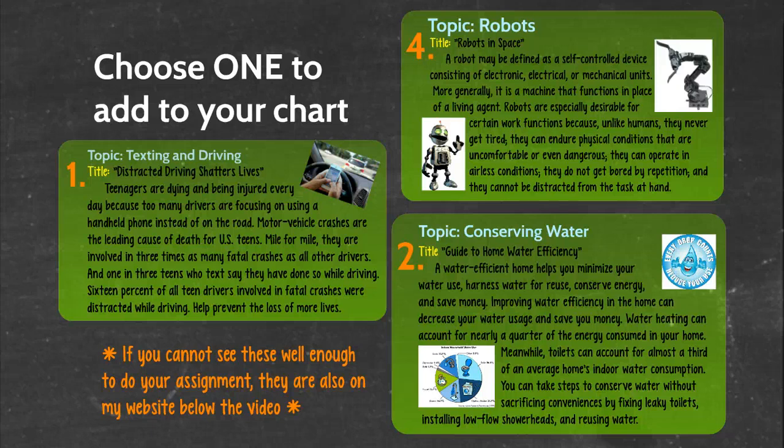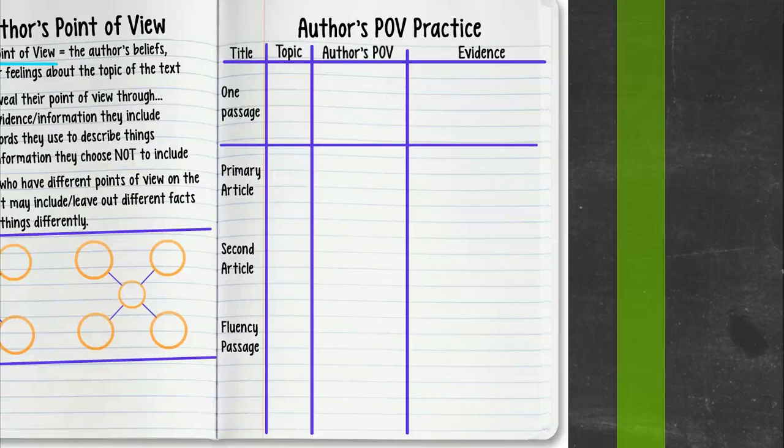Okay. So now you should have one of your paragraphs added to the chart. You're going to do this with 3 more sources. You're going to do this for your primary article, whichever one is your long main article in your magazine. You're going to do it for a second article in your magazine, and you're also going to do it with your fluency passage. So you're doing the same exact thing for each one.